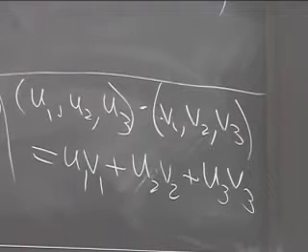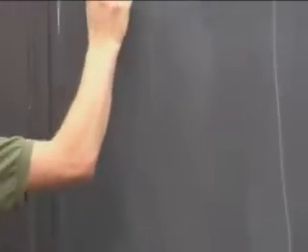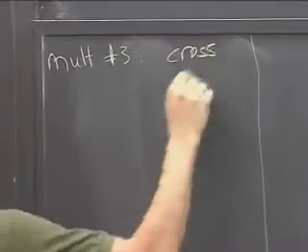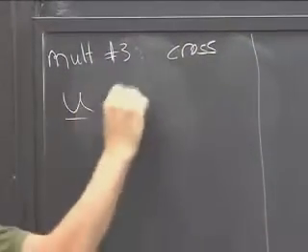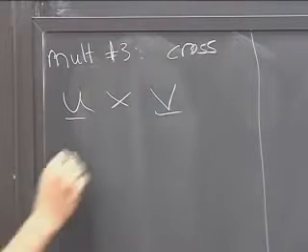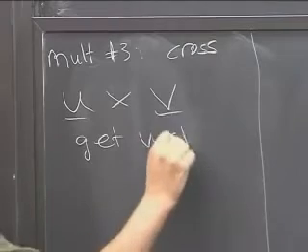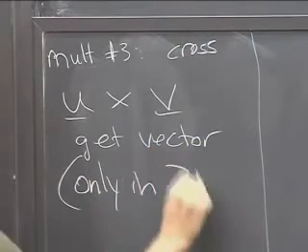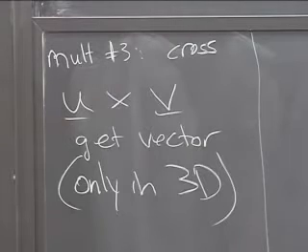All right? And finally, the third type of multiplication, multiplication number 3, the cross product, u cross v. Unlike the dot product, here you get a vector, and it only works in 3 dimensions. You cannot take the cross product in 2, 1, 4, 5 dimensions. It only is a very special 3-dimensional type of thing.